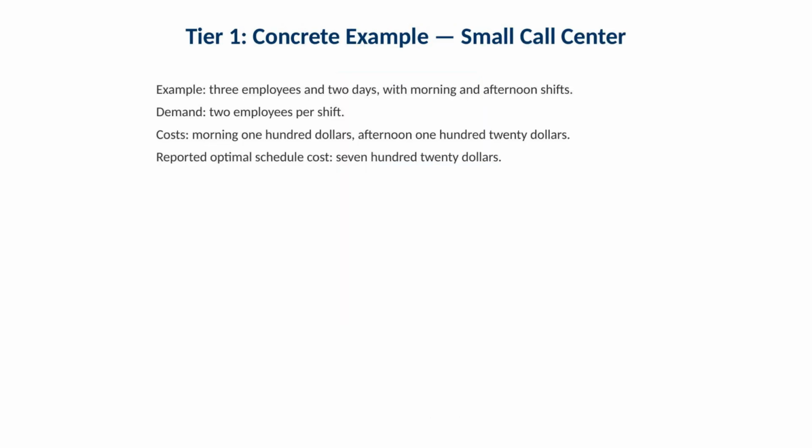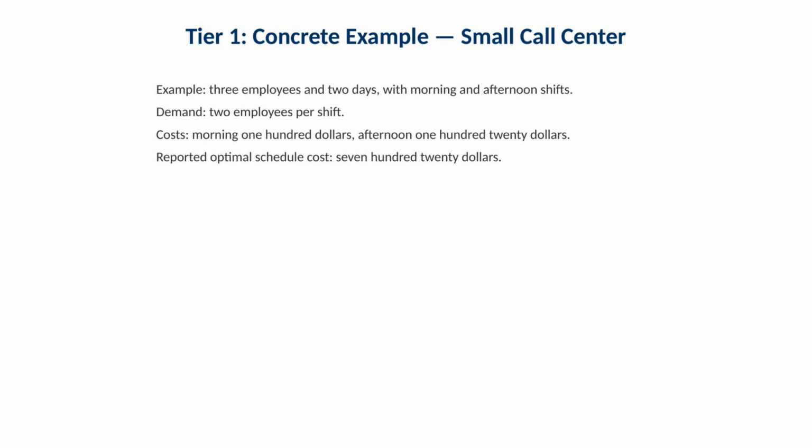To make the model tangible, consider a simplified example with 3 employees across 2 days and 2 shift types, morning and afternoon. Demand is 2 employees per shift. Morning shifts cost $100 per employee, and afternoon shifts cost $120 per employee.